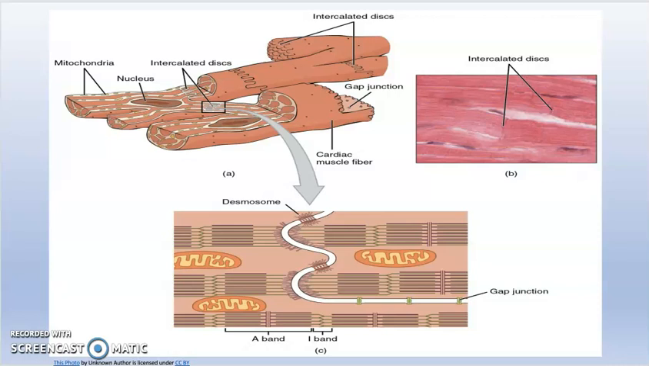The sarcomeres are what give skeletal and cardiac muscles their striated appearance. Here you see cardiac muscle, and you can easily spot that this is cardiac muscle because of the intercalated disc. It's unique for cardiac muscle, and also the branching muscle fibers. When you look at smooth muscle, it does not have striation and it does not have sarcomere structure.